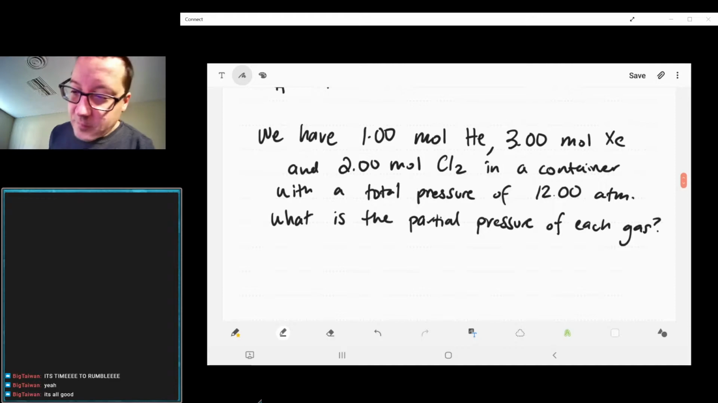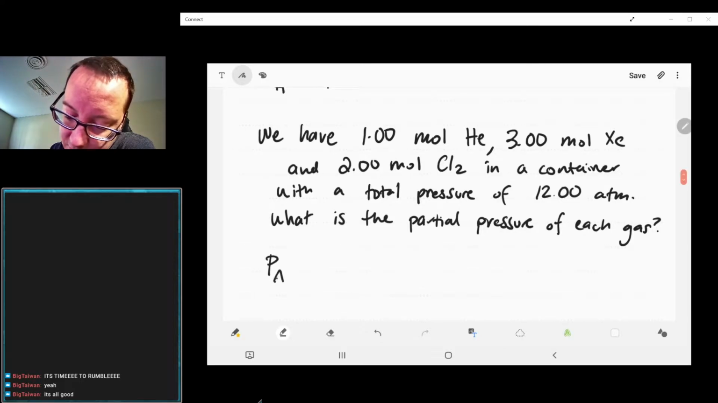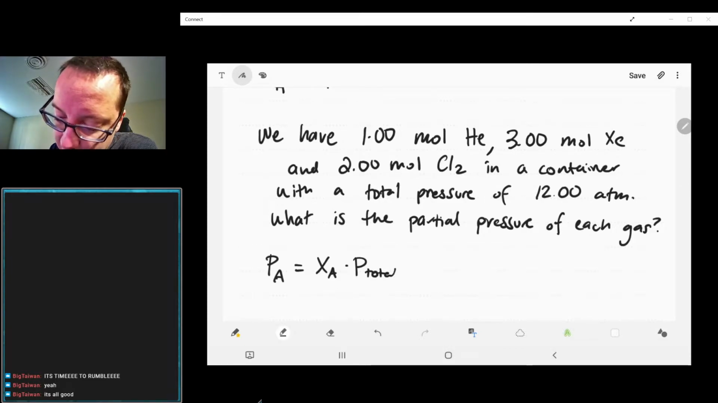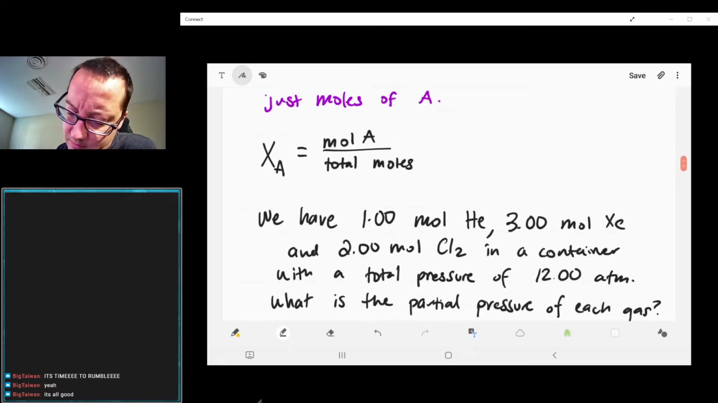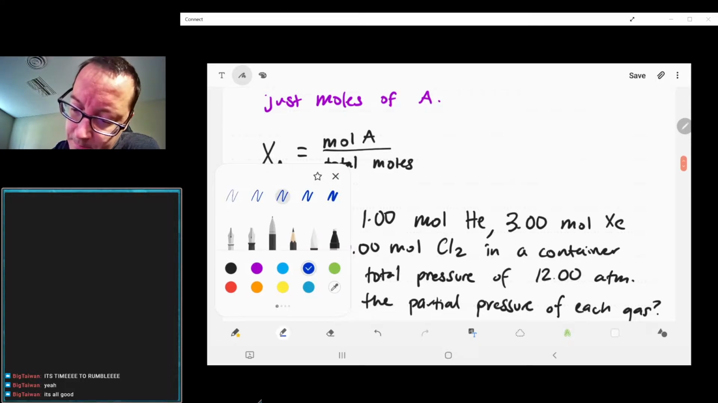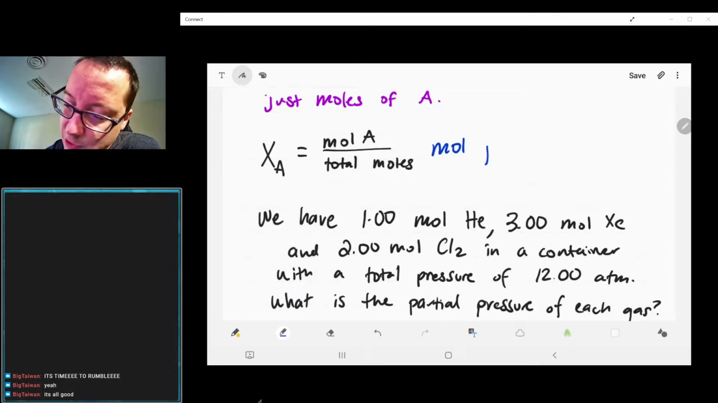Okay. So, we have this mixture of gases, and we have a total pressure. And we're just looking for the partial pressure of each gas. We remember that the partial pressure of gas A is equal to the mole fraction times the total pressure. And so for all of these, we just have the moles. What we're going to want to do is figure out what the mole fraction is. Did I write mole fraction? I did not. Okay. Mole fraction.